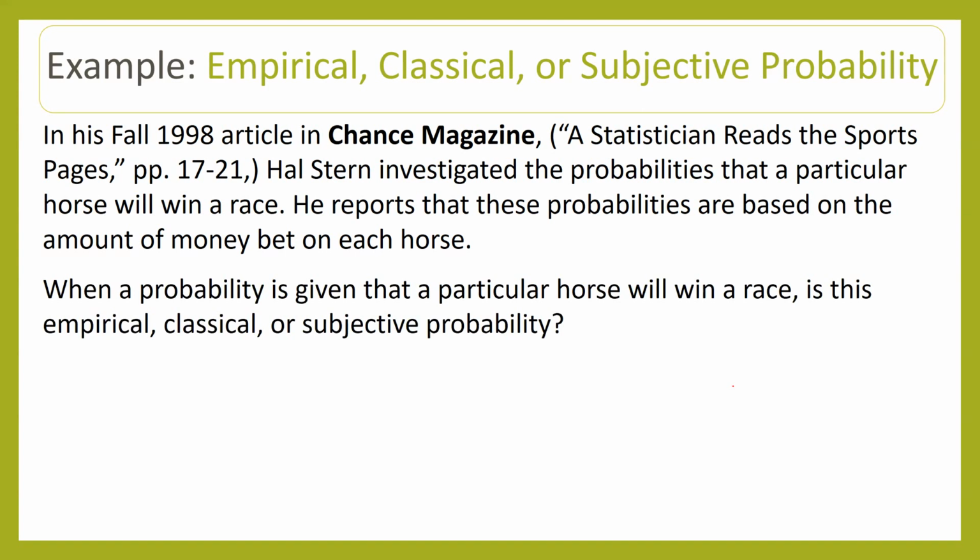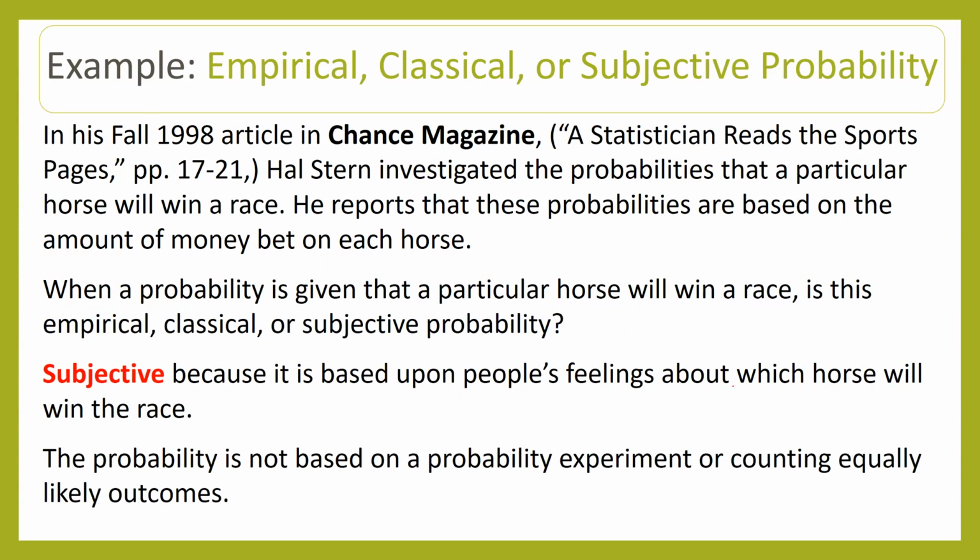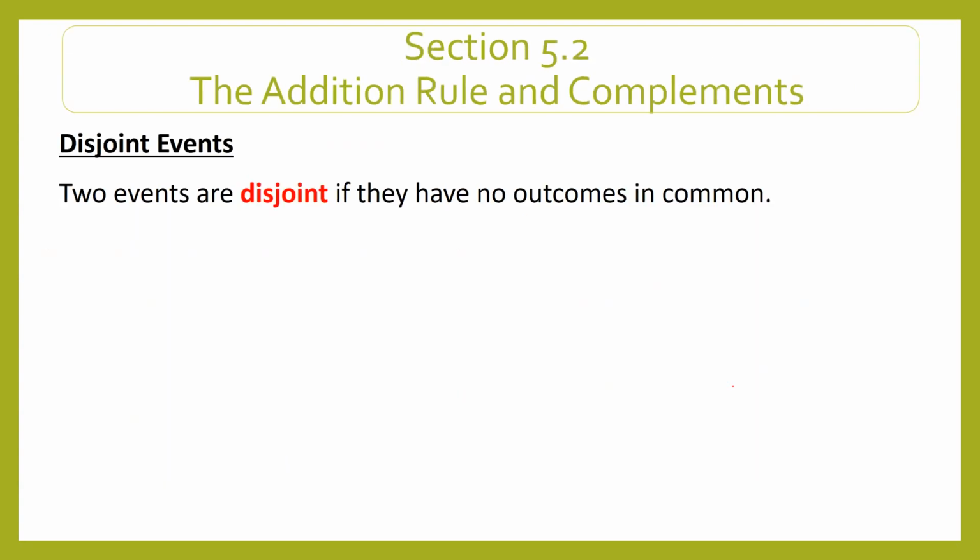Of course, this is based on the money, okay? So it's giving that a particular horse will win a race. This is subjective because it's based upon people's feeling about which horse will win. You are betting the money right now. The probability is not based on a probability experiment or counting equally likely outcomes, so we cannot say it's empirical or classical.